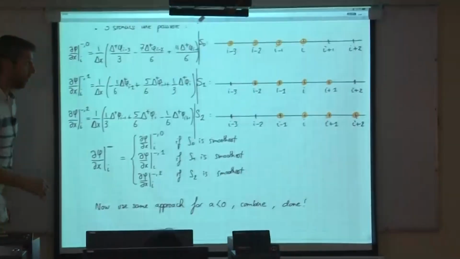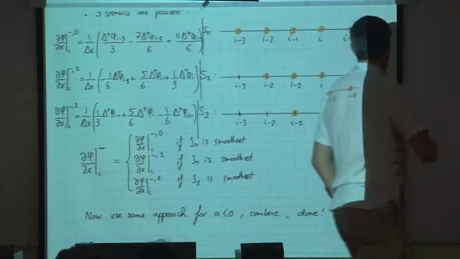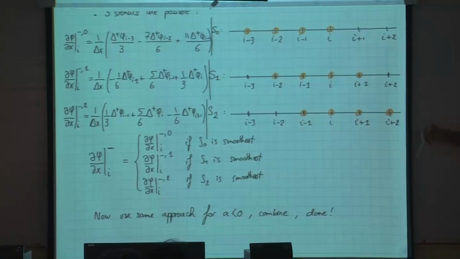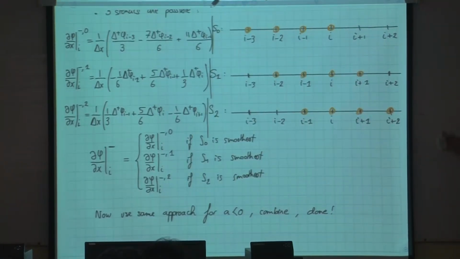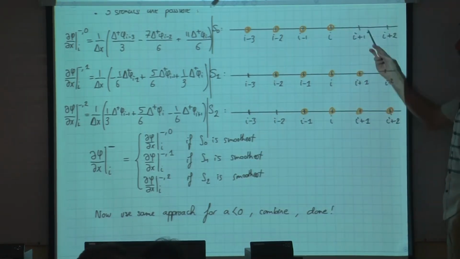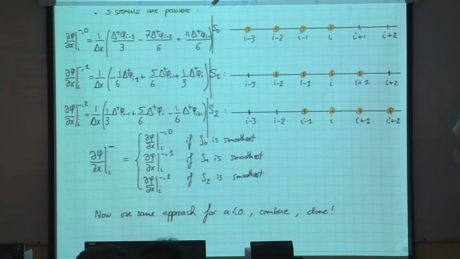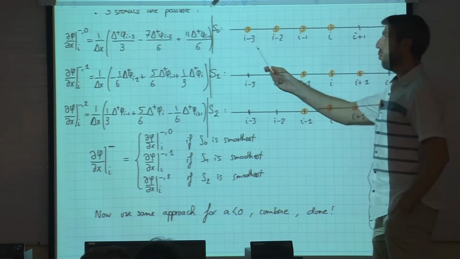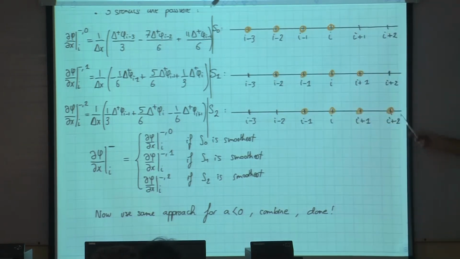WENO starts from the following observation. Look at those three beautiful stencils. ENO simply picks one of the three. But in order to decide which of these is the smoothest, we've had to access all three stencils already. We've done manipulations already on all that data. So we've already worked from I minus 3 to I plus 2. Why not just make use of the data from these three stencils?